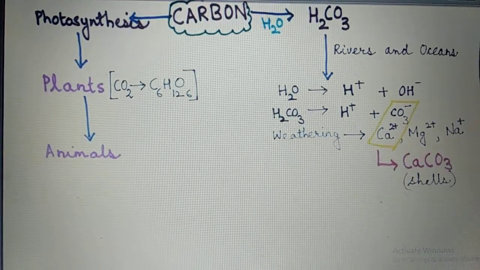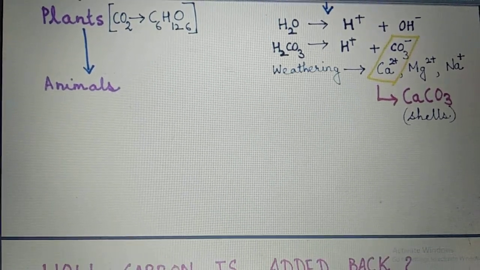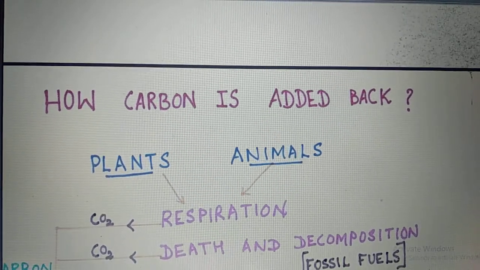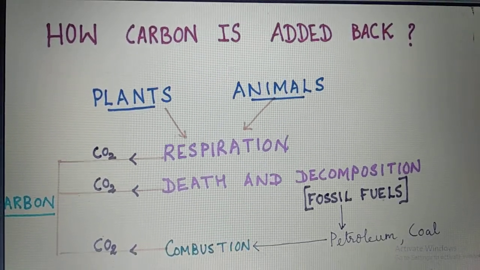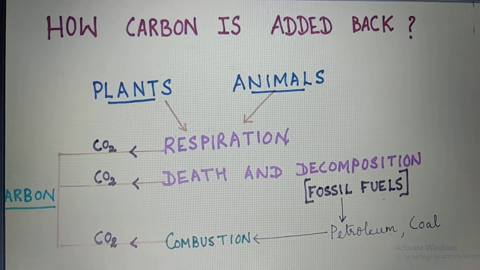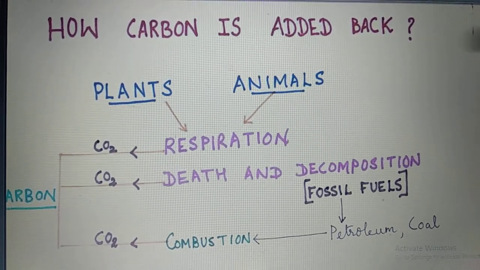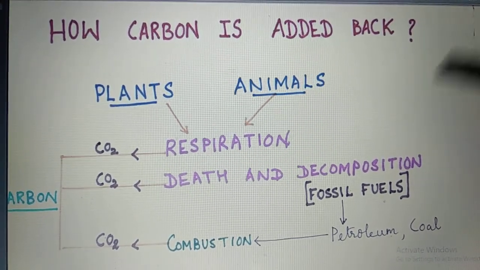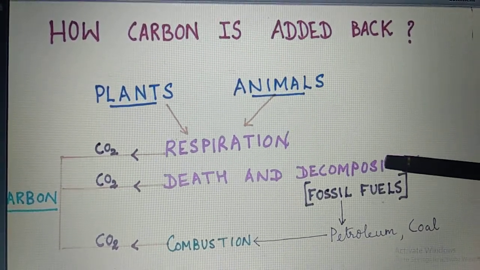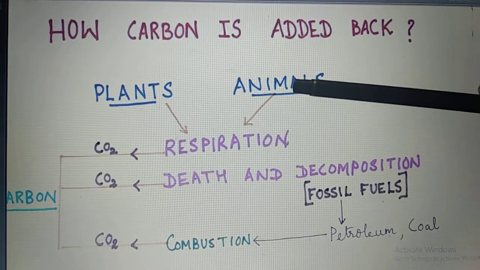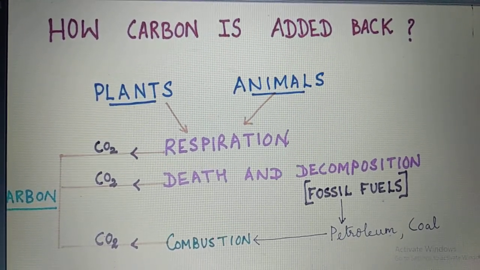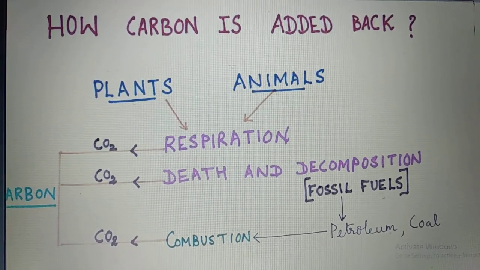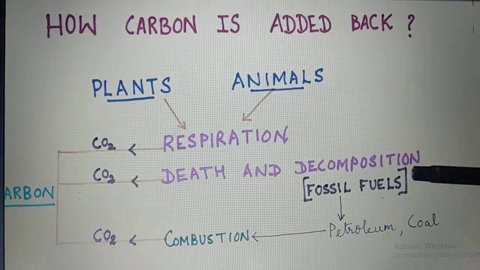Now let's look at the next part, that is how carbon dioxide is added back to the atmosphere. Now you can see how the carbon is getting added back. The plants and the animals, during respiration, are going to give out carbon dioxide gas. Similarly, the death and decomposition of both plants and animals takes place, and when they get buried inside the soil for a longer period of time, that is millions of years, they get converted into fossil fuels.